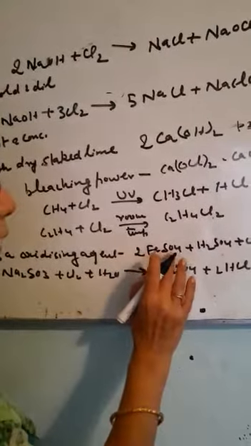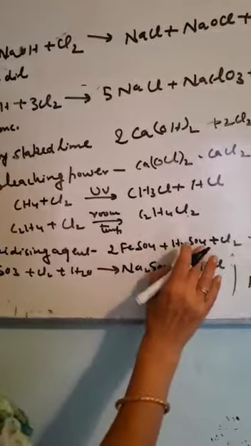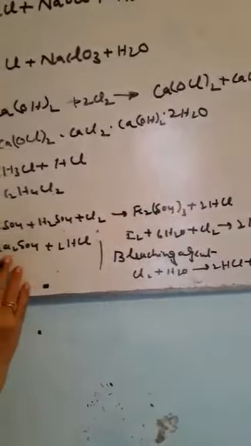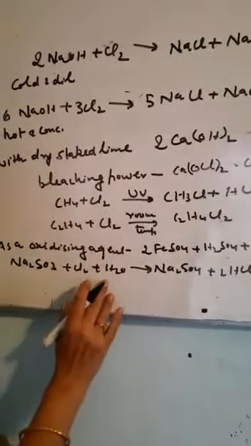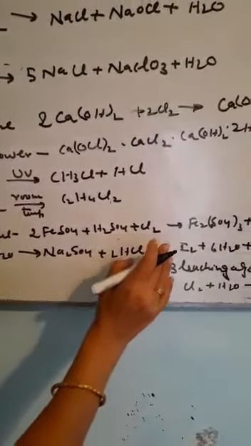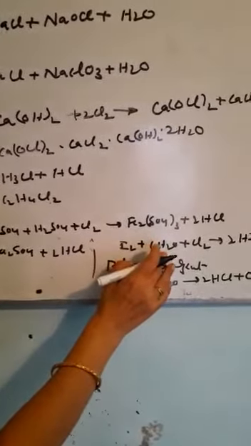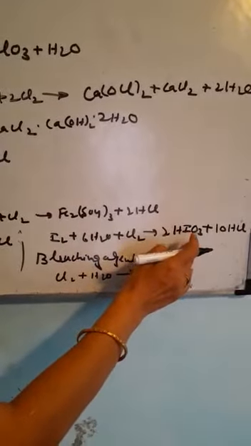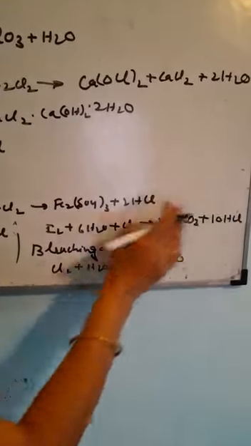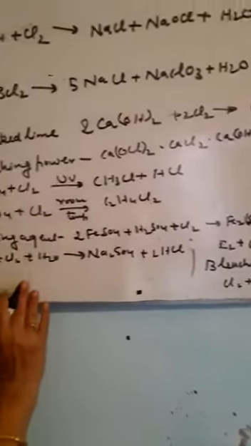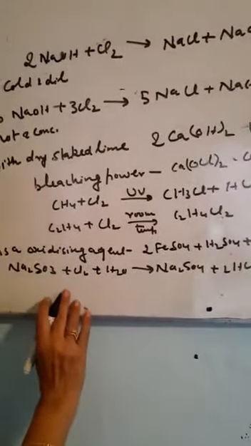It reacts with FeSO4, ferrous sulfate, in the presence of acid to give ferric sulfate with HCl. Similarly, sodium sulfite reacts with chlorine. There will be formation of sodium sulfate with HCl. Iodine in the presence of water reacts with chlorine to give iodic acid, HIO3, with the release of HCl. Similarly, it can react with sulfur and so many other substances where it acts as an oxidizing agent.